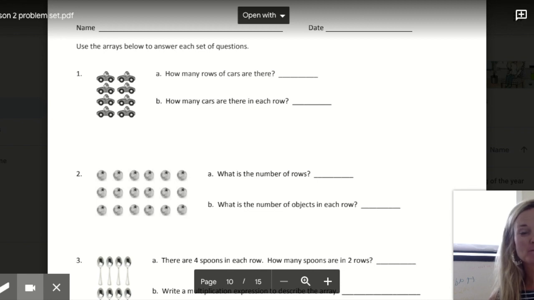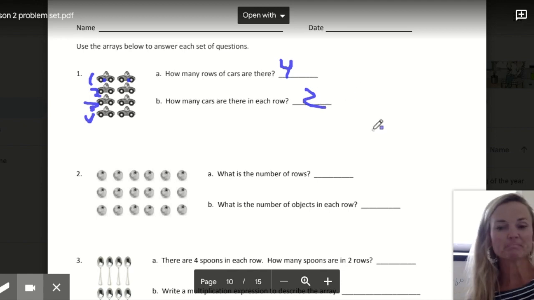And today I'm going to take a moment to go over your problem set. Okay, so let's look at number one. It says use the arrays below to answer each set of questions. How many rows of cars are there? So remember, in Miss Walker's lesson, she told you rows was groups, and they go across or down. So we have 1, 2, 3, and 4. So we have 4 rows. And how many cars are in each one? Well, we have 1, 2. So there are 2 in each row.